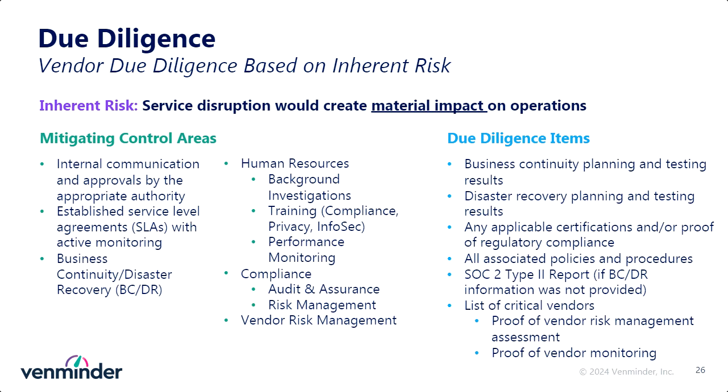For this next inherent risk, we're looking at a vendor whose service disruption would create a material impact on your operations. Now, that term material impact is one that your credit union would need to interpret or define for itself, because even regulators themselves don't have a specific definition. The NCUA's guidance on third-party relationships does mention materiality a few times, but it doesn't give strict criteria for that term. So some of those mitigating control areas would be the vendor's internal communication and approvals, service level agreements, and business continuity and disaster recovery plans.